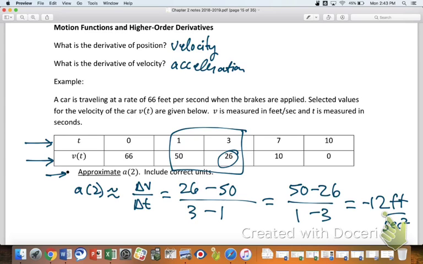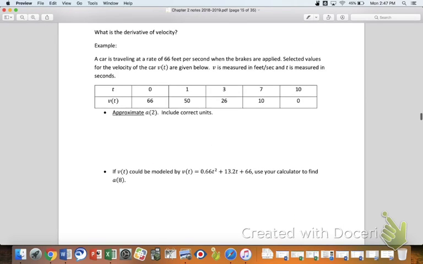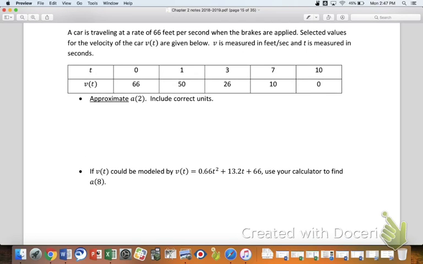If I'm not mistaken, the final one for this particular section is right here. It says somebody did some kind of regression model, who knows, and they figured out they think v of t is represented by that equation. And it says, use your calculator to find a of 8. This is where I'm going to let you in on a little secret. Don't just rush off and do the calculator. Hold off. If the calculator is active, I'm going to show you a little trick. Now, if the calculator is not active, which as you know is very frequent, this is going to do you no good. When the calculator is active, this will do you a lot of good.